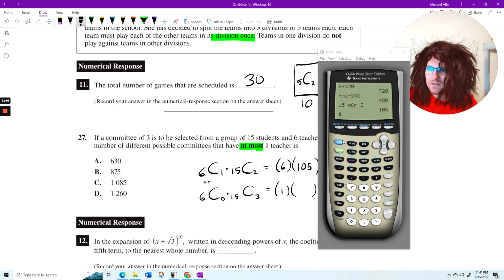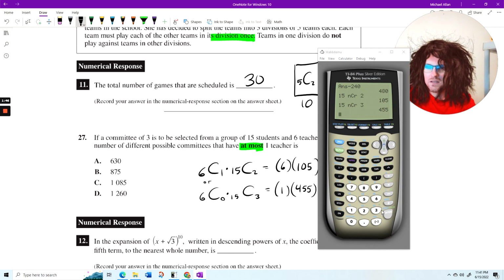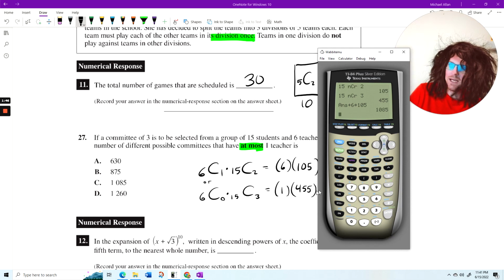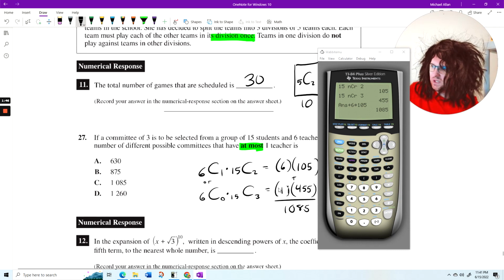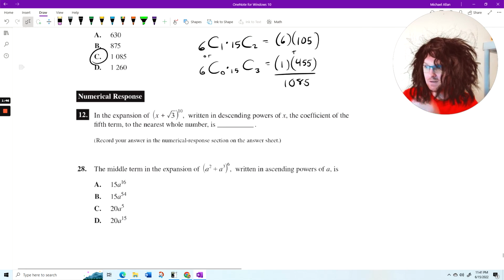And then I do the same thing. I just go up here and select that and just change that to a 3. So this is 455. So I'm going to add that to 6 times 105, which is 1,085. Add those two. There you go. Sweet. Getting the answers. This is kind of nice.